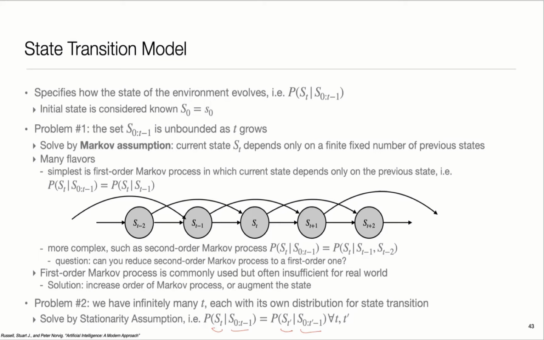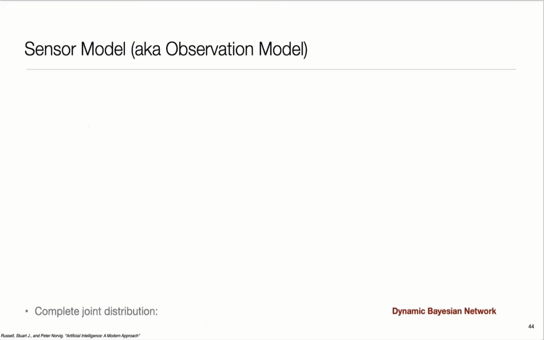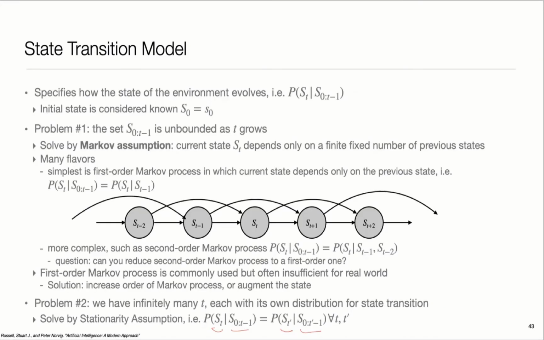So that I only need to maintain a finite set of parameters. So between these two, the Markovian assumption and the stationarity assumption, we are good to go in terms of the state transition. Now, this is only half the story.